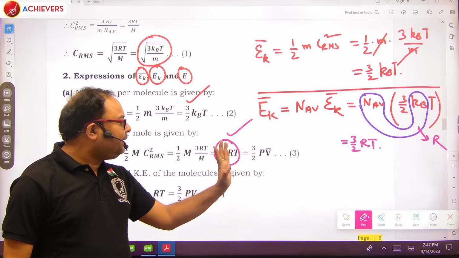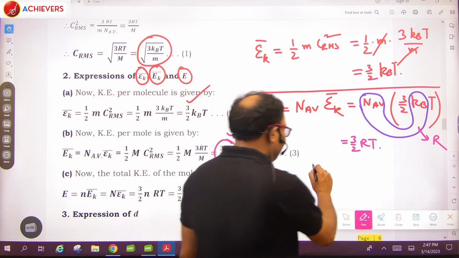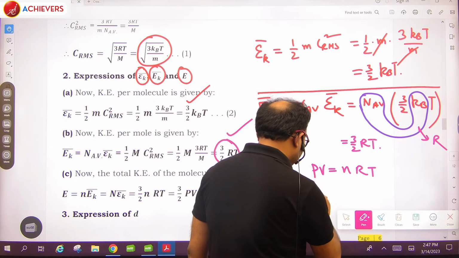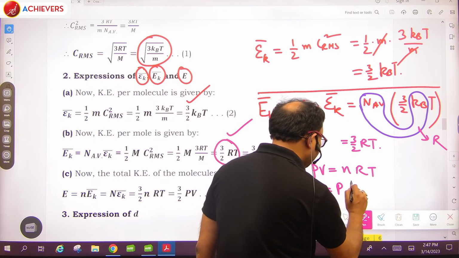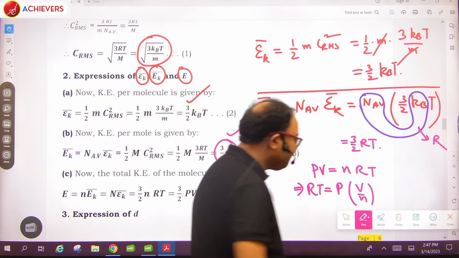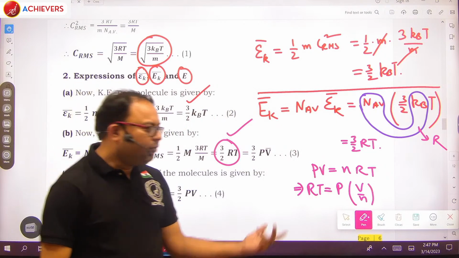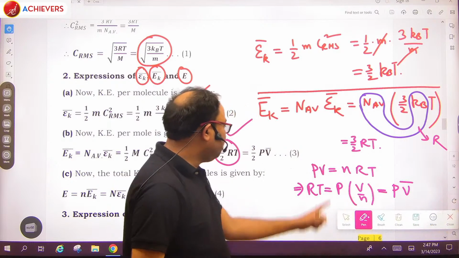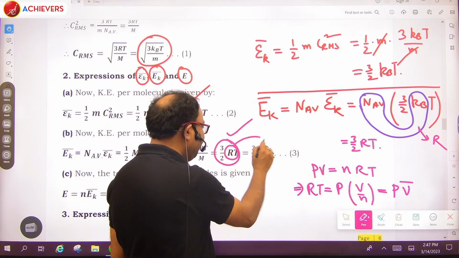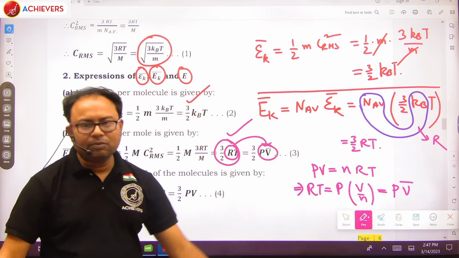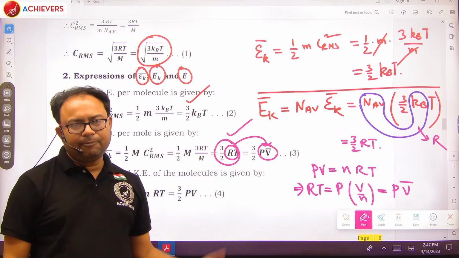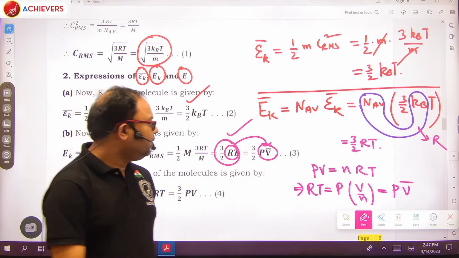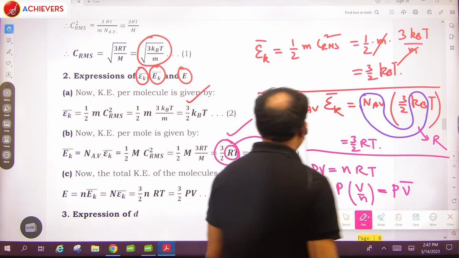One can write RT as P V bar. Why? We all know that PV is equal to nRT. So RT is equal to P into V by n. V by n is nothing but molar volume V bar. So one can replace this RT by P V bar. That one can always do. But the fundamental expression is 3 by 2 RT. So I've got the molar kinetic energy.